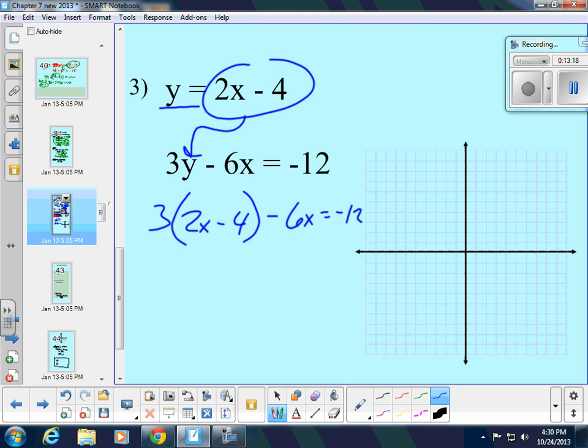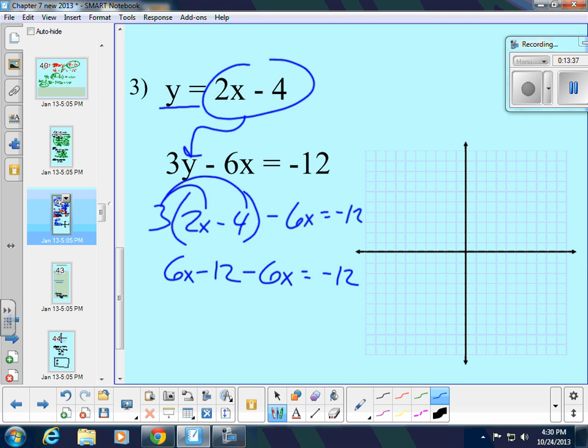Again, if you're looking for one of these special cases, you don't have to know that anything's going on yet. You can just keep using your normal steps and solving like we usually do. 3 times 2x gives me 6x. 3 times 4 gives me 12, so 6x minus 12. Minus 6x equals, well, negative 12.